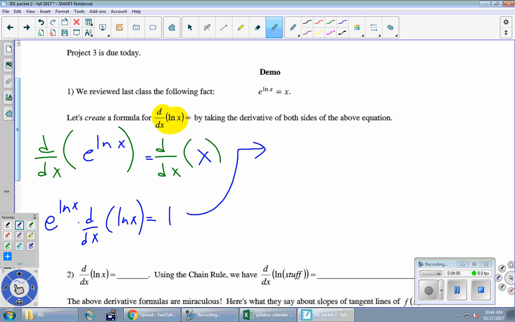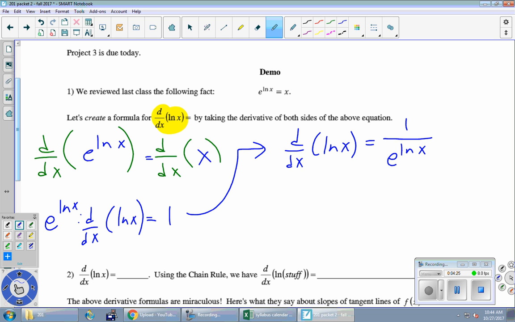e to the ln of x. I don't want it here. I want the derivative of ln by itself. So I will divide both sides by e to the ln of x. So that says the derivative of ln of x equals, there was a 1 over there, divided by e to the ln of x.